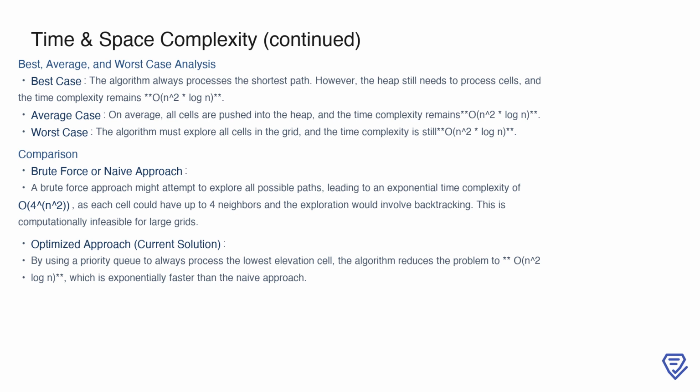To highlight the efficiency of the current solution, compare it to a brute force or naive approach. A naive algorithm might explore all possible paths, leading to an exponential time complexity, as each cell has up to 4 neighbors and the exploration involves extensive backtracking. This is infeasible for large grids. By contrast, our optimized solution, which processes cells in order of elevation using the priority queue, reduces the problem to O(n squared * log n), making it exponentially faster.